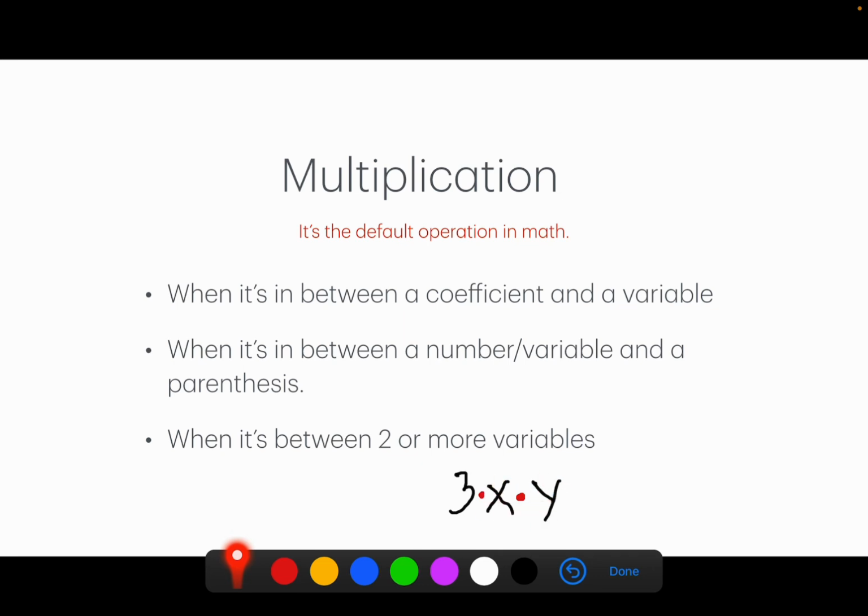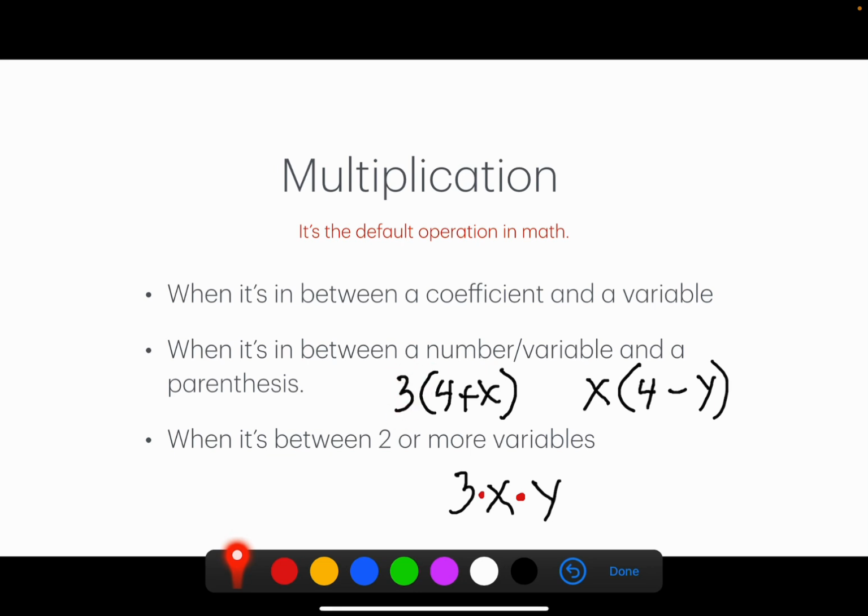Does that make sense? Here with the parentheses, you can have 3 times 4 plus x, or you could have x times 4 minus y. Just putting random variables here, but in both of these cases, there's a variable right outside the parentheses, so that means it's multiplication. Here we've got a 3 outside, and that means it's multiplication. Here we've just got 3xy, and there's an invisible multiplication there.